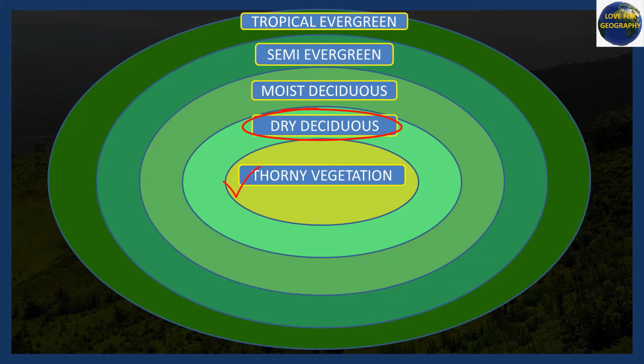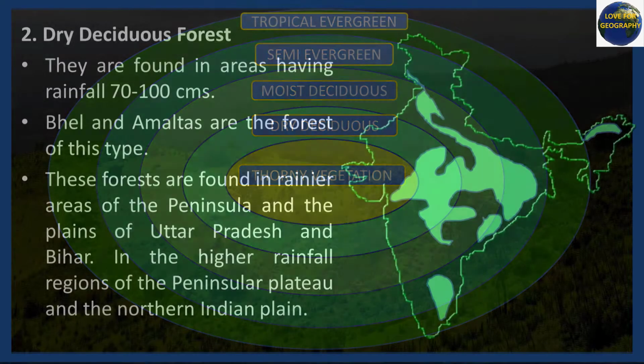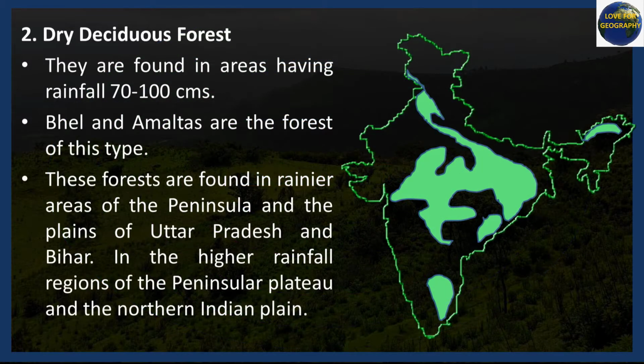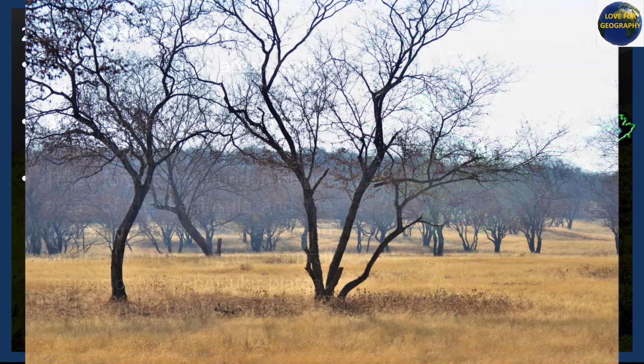The weather pattern of these places is similar to the moist deciduous forest, and they also shed their leaves in the dry season. The only major difference is that a dry deciduous forest can grow in areas of less rainfall. The forests are mainly composed of grassland with naked trees all around.